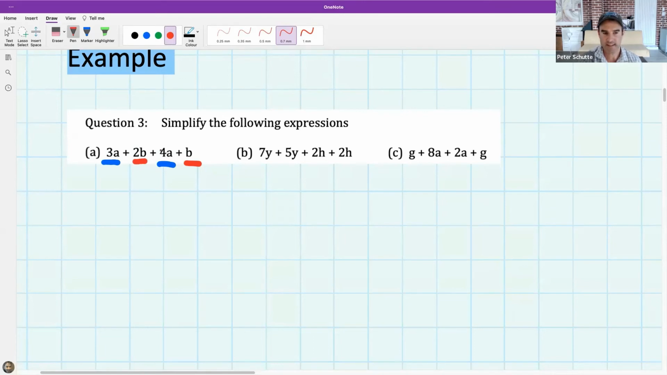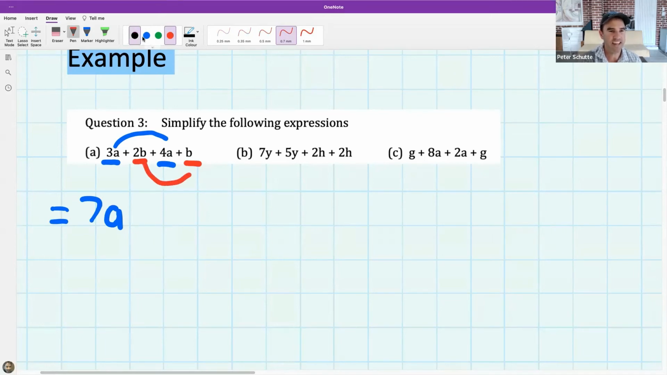And what I see is I have 2 different types of like terms. So in order to simplify, I'm going to add the ones that are like. The 3a and the 4a in algebra can be simplified to 7a. And the 2b and the 4b can be simplified.